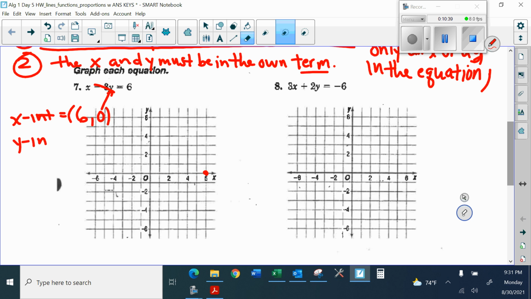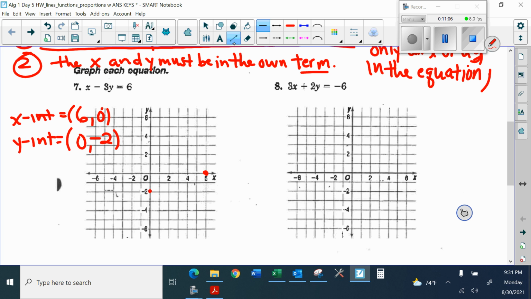Now for the y-intercept, which coordinate is 0 every time along here? The x-coordinate is, and the y-coordinate changes. So now that means plug in 0 for the x and solve for y. So if 0 is there, I have negative 3y equals 6, so y equals negative 2. That's easy to do in your head. So 6, 0, and 0, negative 2. And then I take my ruler and connect them. Okay, and I can adjust that right like that. And then I can just add the arrows on. Okay, and there's that line.